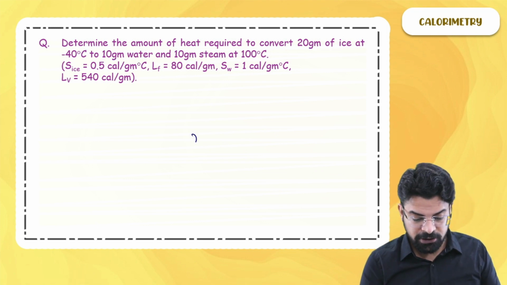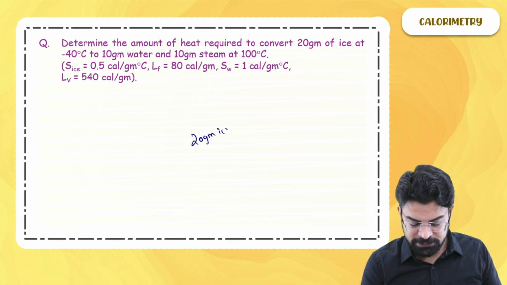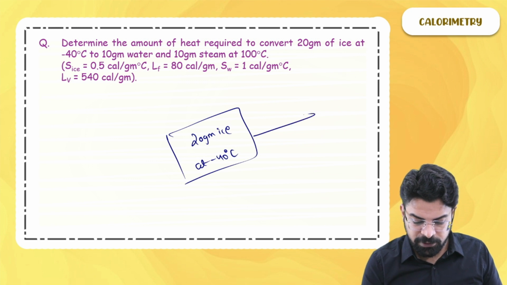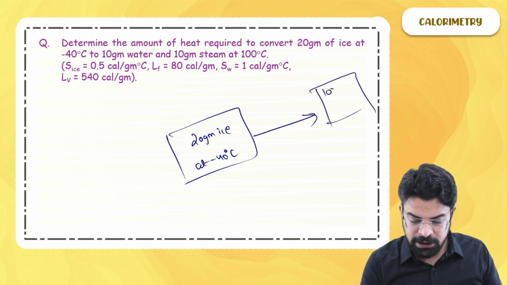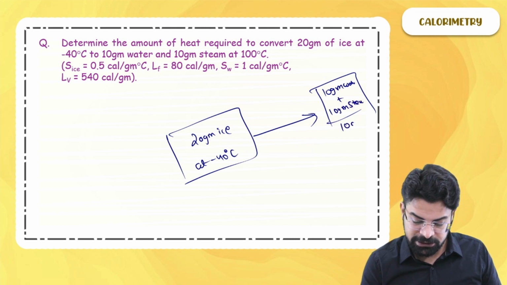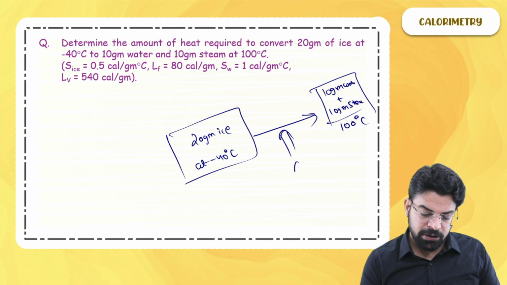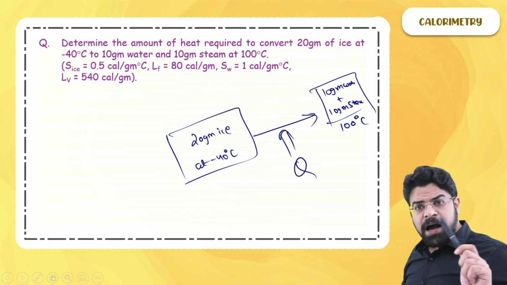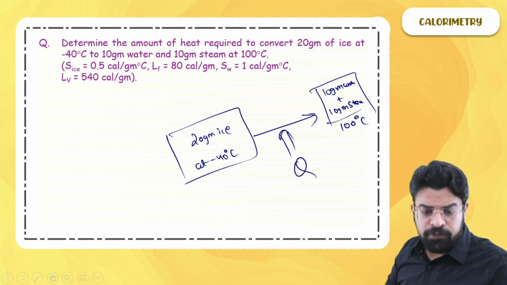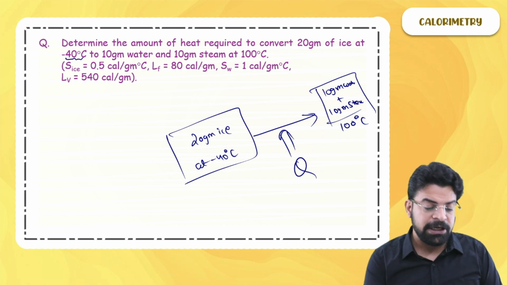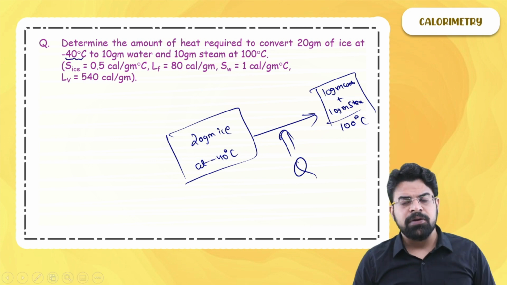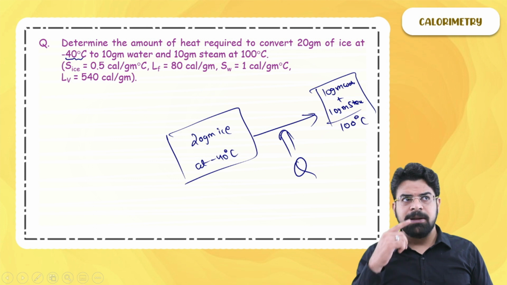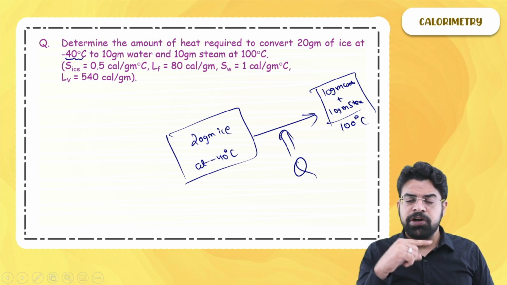So initially you have got 20 gram of ice at minus 40 degrees centigrade. And finally from here you want to go up to 10 gram of water plus 10 gram of steam at 100 degrees centigrade. So they are asking what will be the total amount of heat required. If I initially have 20 gram of ice at minus 40 degrees centigrade and I start providing heat, what will happen? So first the temperature of ice will increase from minus 40 to 0.